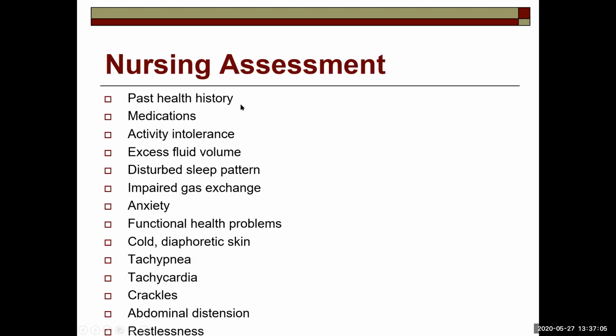So this is what you need to assess as a nurse: past medical history. You see if they ever had any type of issues before they became congested. The medication they're taking, activity intolerance, excessive fluid. So you look at all that: any disturbance in sleep, impaired gas exchange, anxiety, functional health problems, cold, diaphoretic skin, tachypnea, tachycardia, crackles, jugular vein distension, and restlessness. So you look at all these when you assess somebody with congestive heart failure.